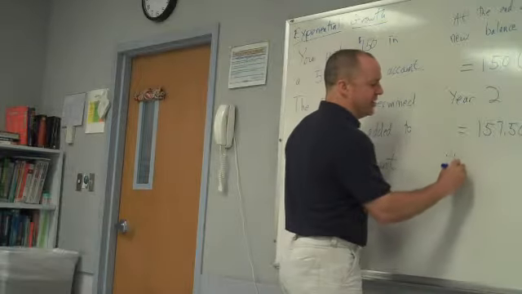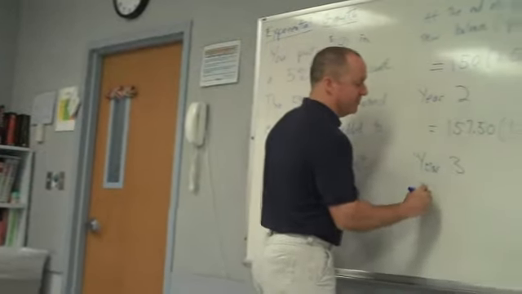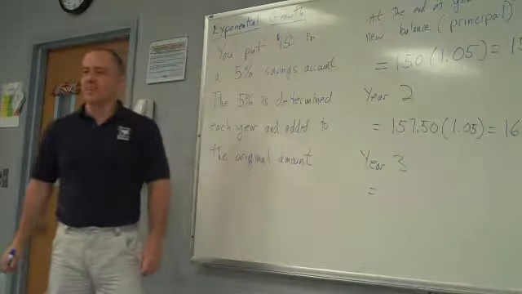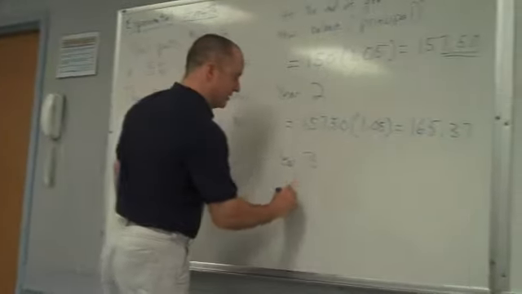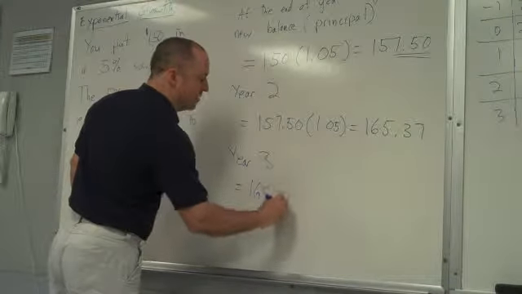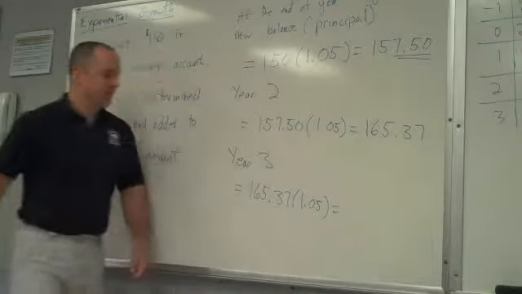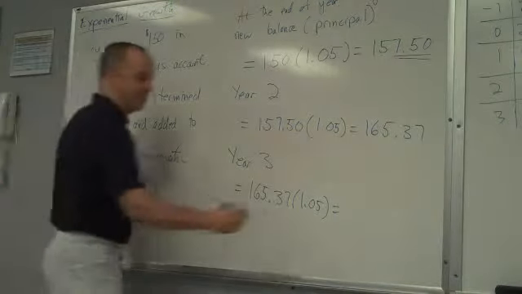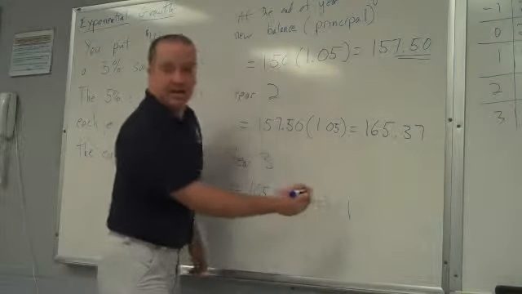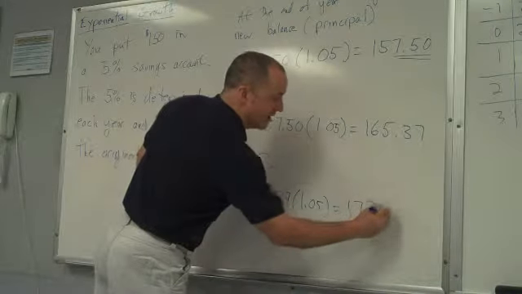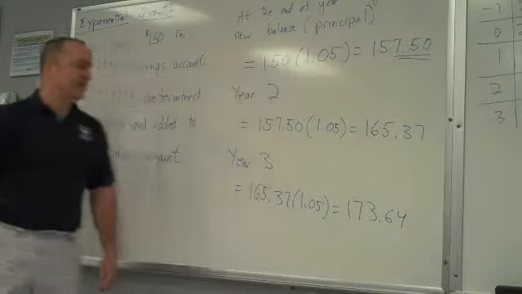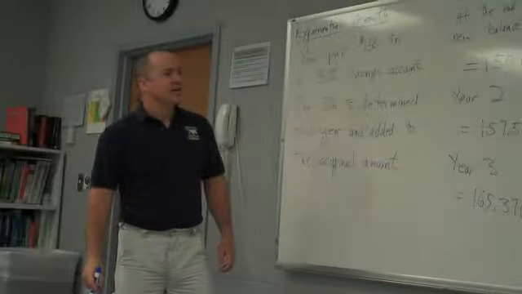At the end of year 3, what will this be? 165 times 1.05. And what does that get me? $173.64. I'm sorry? $73.64. $173.64. Good.